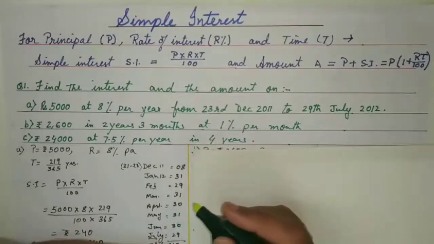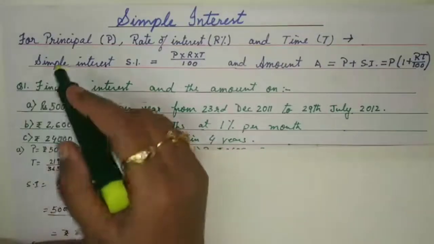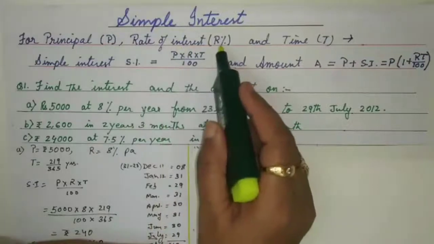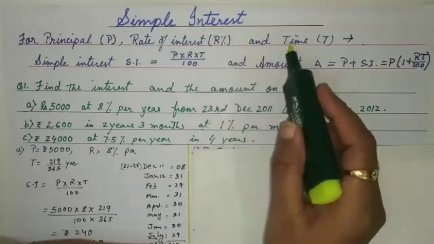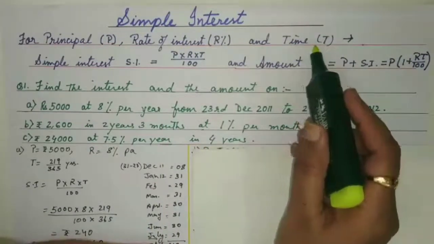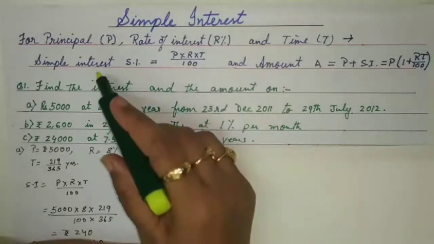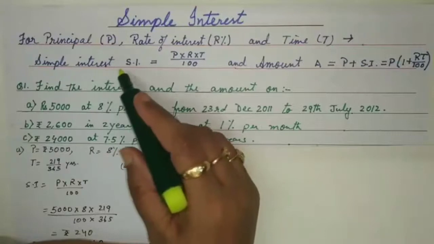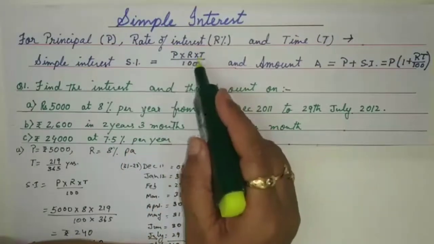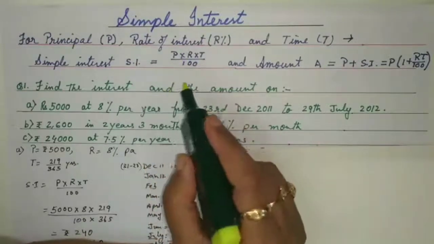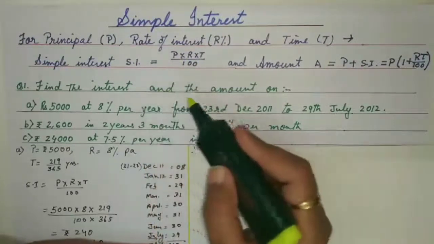So let's begin. So here, as you know, for principal we take capital P. For rate of interest we take R%. For time we take T, which can be in years or months. And the formula for SI, that is simple interest, is P into R into T by 100, which you should always write, and then in the next line you should substitute and find out the answer.